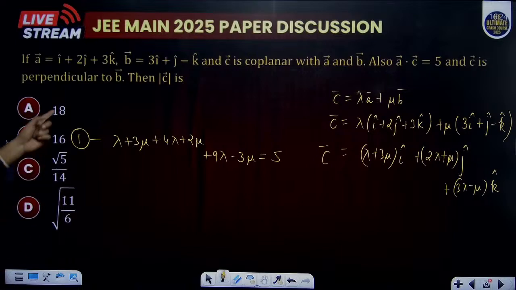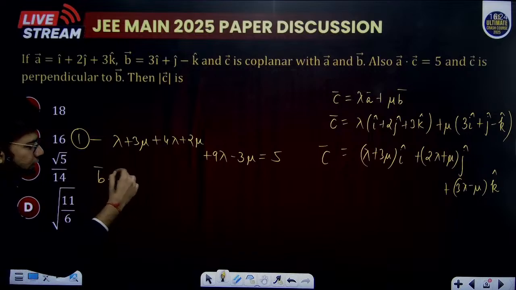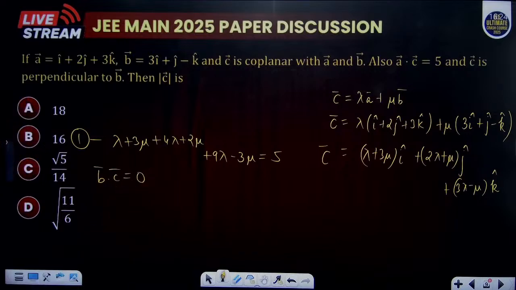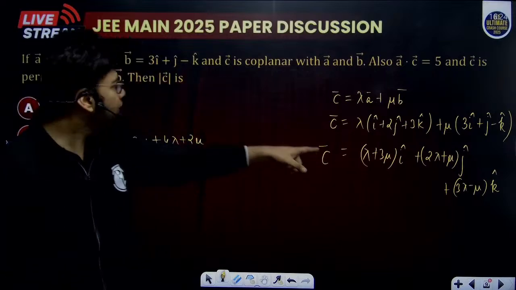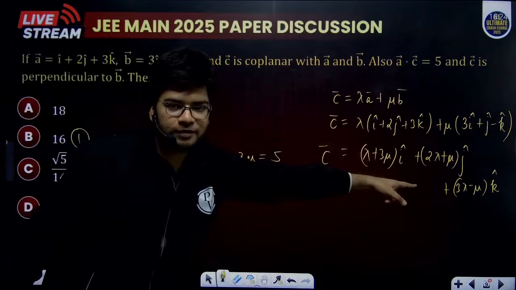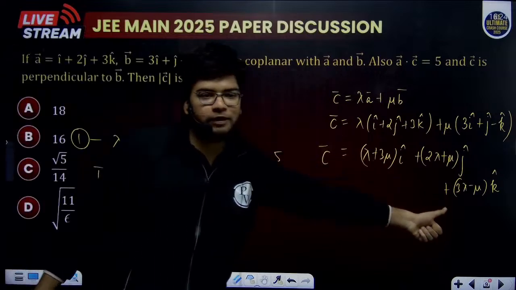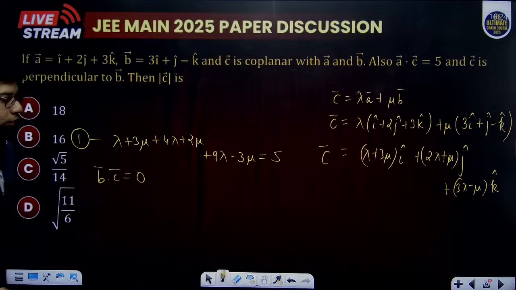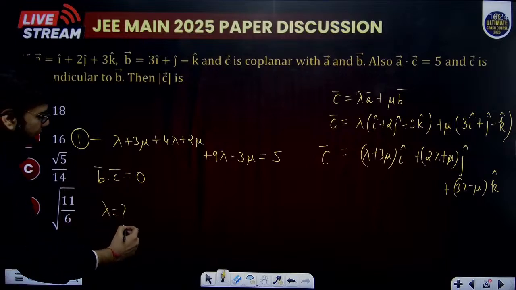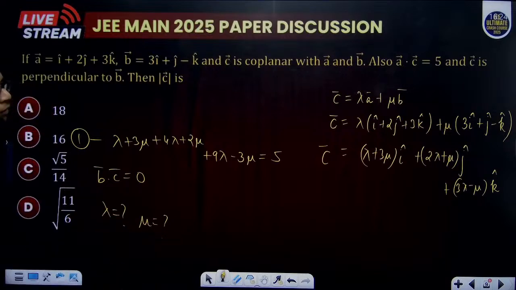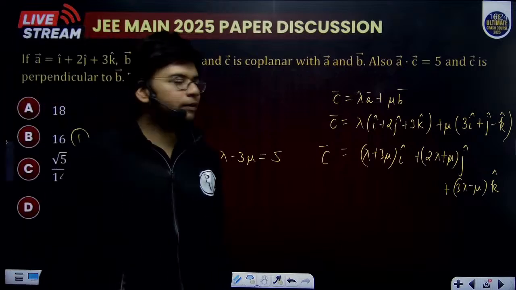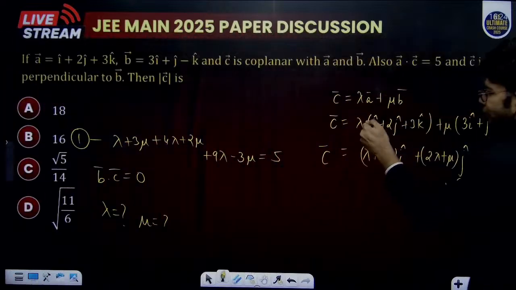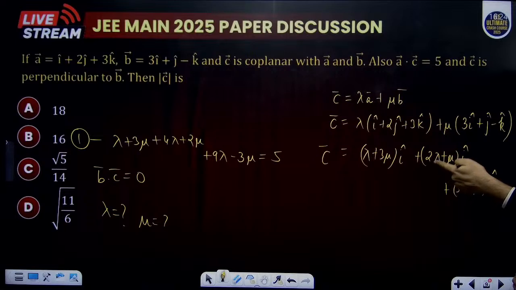Similarly, C is perpendicular to B. So that means B dot C should be 0. So 3 multiplied by this, 1 multiplied by this, minus 1 multiplied by this, should be equal to 0. Now two variables, two equations: solve for lambda, solve for mu. Once you have obtained lambda and mu, just substitute the values here. You will get the C vector.